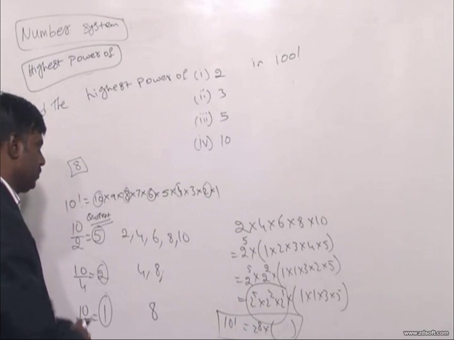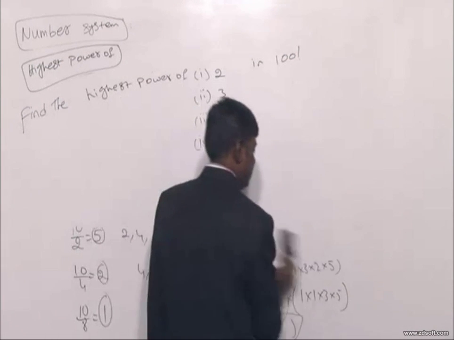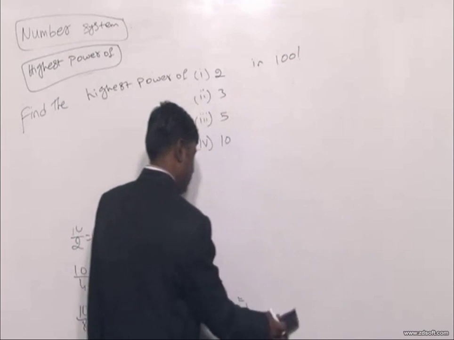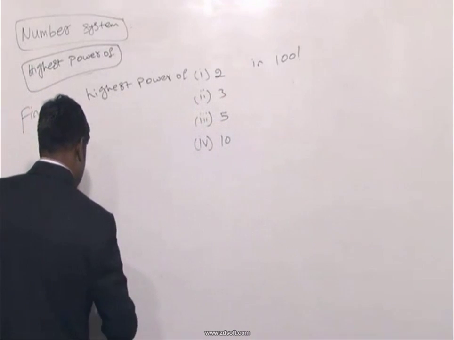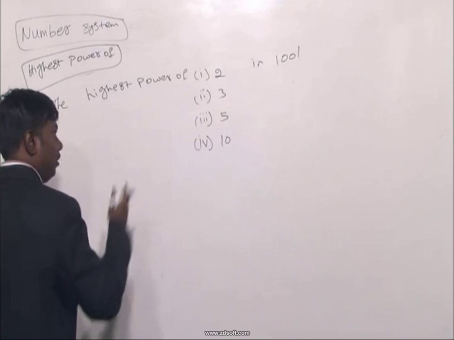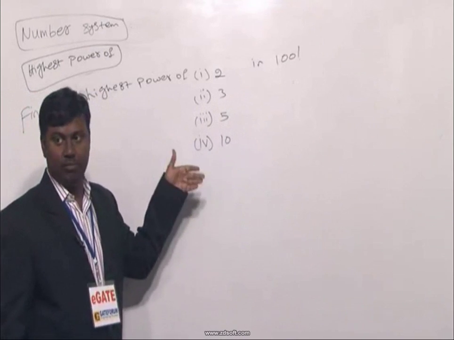Okay. Using the same logic, try doing this for 100 factorial. Highest power of 2, highest power of 3, highest power of 5, highest power of 10.